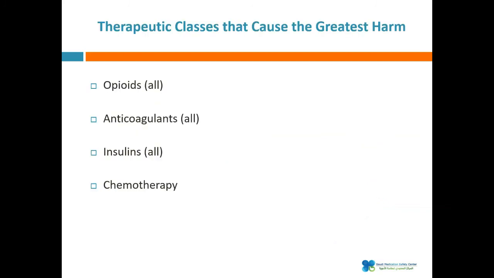Medications that cause the greatest harm: opioids, anticoagulants, insulins, and chemotherapy. These medications are very important, but they're also very dangerous. They have a very narrow therapeutic index. Overdoses can be very dangerous. You need to be very vigilant when you are prescribing, dispensing, and administering these medications to make sure that the correct dose is given. Next slide.